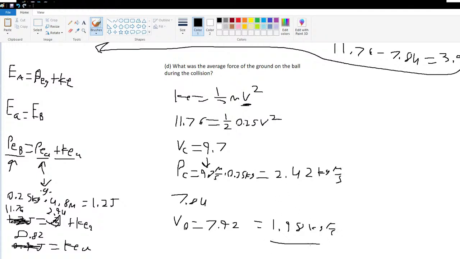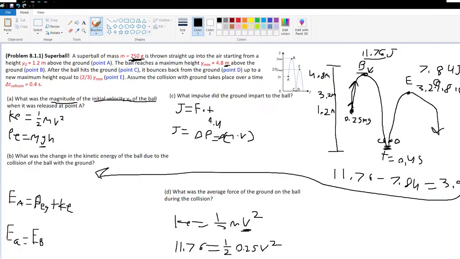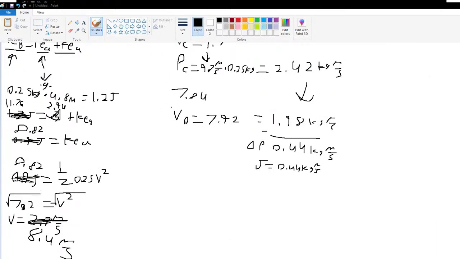And then we're going to take the difference between these two numbers, right? And that's going to give us a change in momentum of 0.44 kilograms times meters per second. So our delta P, or our J, is equal to 0.44 kilograms meters per second. What's the question even asking? Yeah, I think that's right.